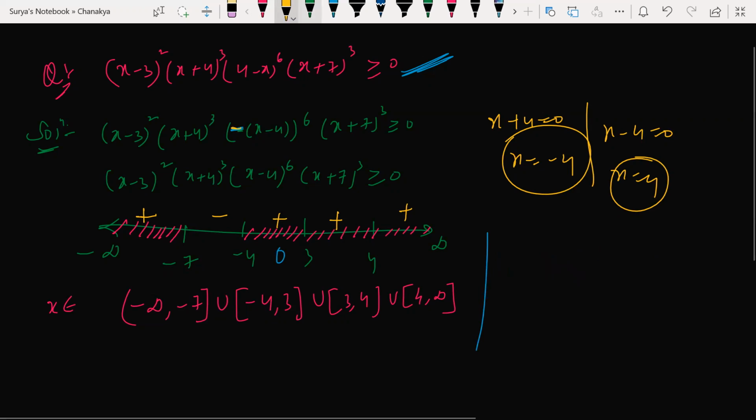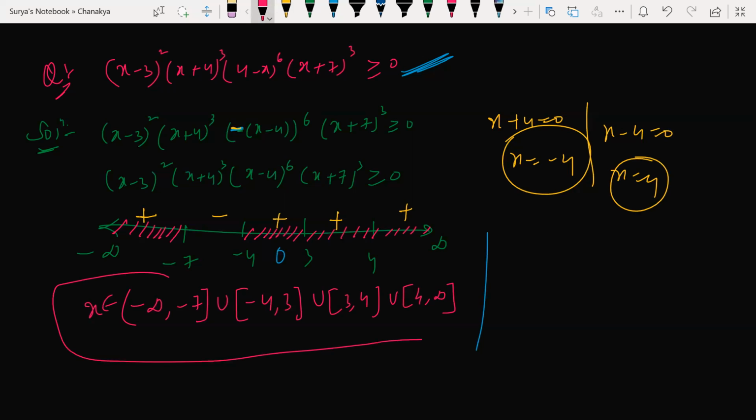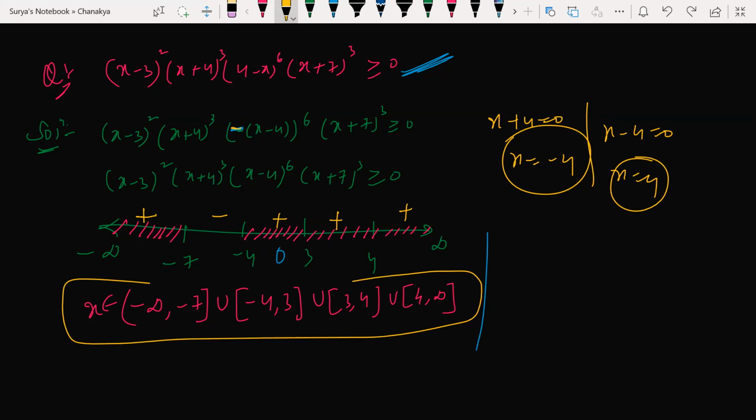So this is how you write. You can split like this, or else if you want to write it combined, that is completely fine. I wrote it like this just so you understand what I wrote here. Any doubts? This is the answer of the question.